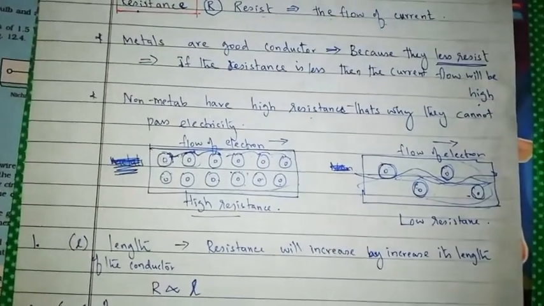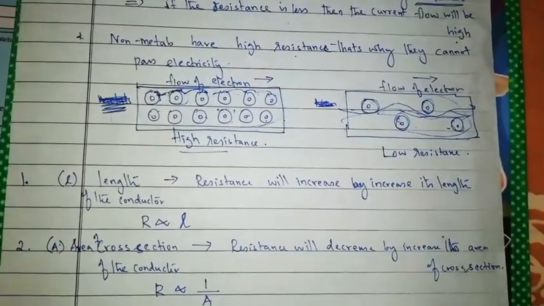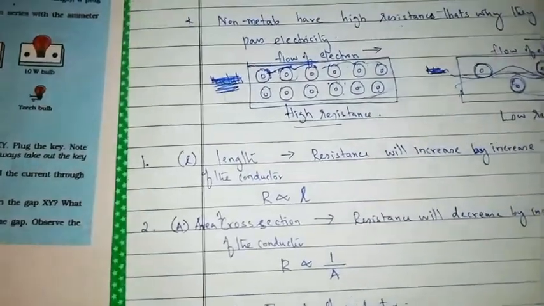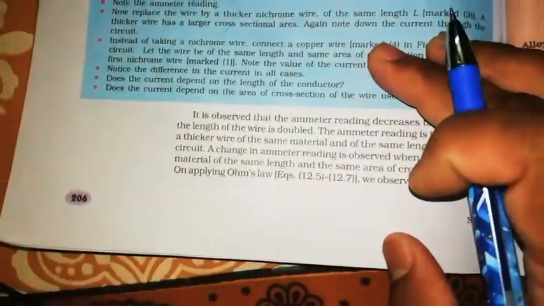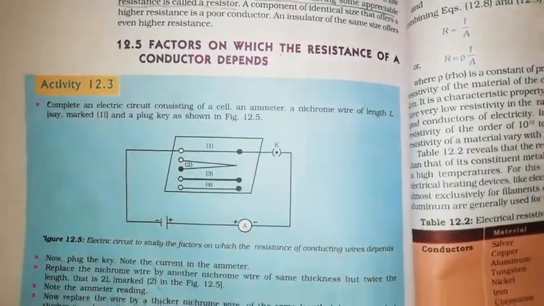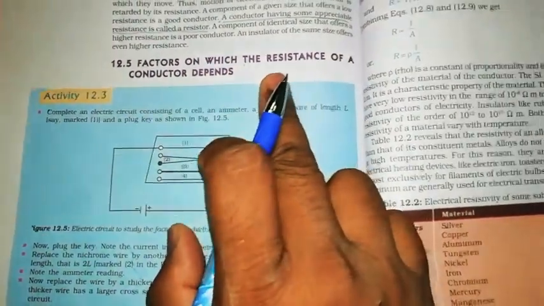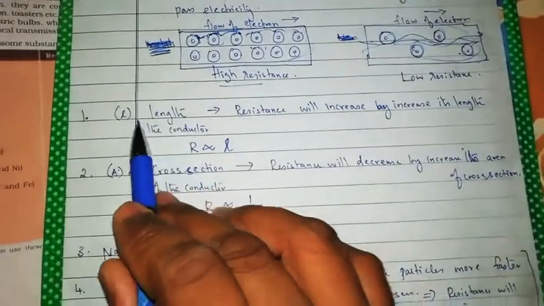Okay, when we learn about resistance, we should learn the important factors that affect resistance. Now we are on page 206. So turn to your book and take 12.5, factors on which the resistance of a conductor depends. Okay, what are the factors? The first factor is the length, L.